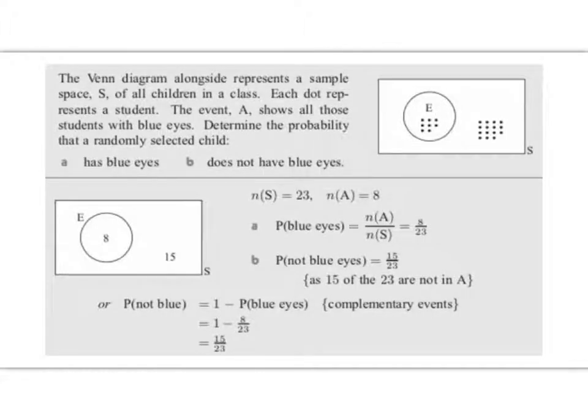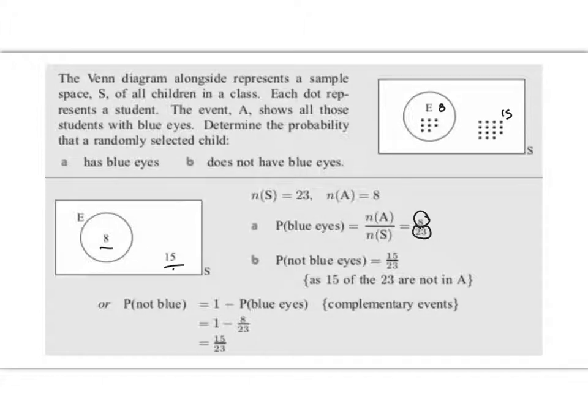Okay, so hopefully you counted all the little dots, and you could see that there were 8 students who have blue eyes, and out here I had 15 who do not have blue eyes. So in order to calculate the probability that they have blue eyes, it's the number of students with blue eyes, which was 8, divided by the total number of students. So you needed to add the 15 and the 8 together because there are 23 students all totaled. So that's how you get 8 out of 23.